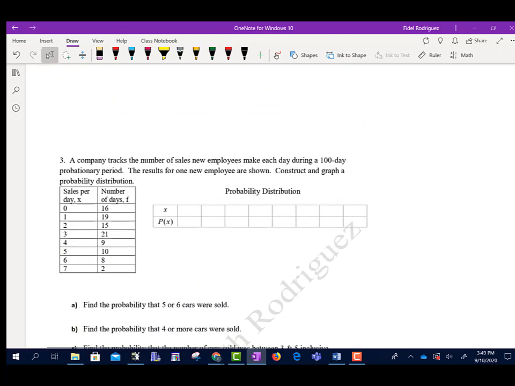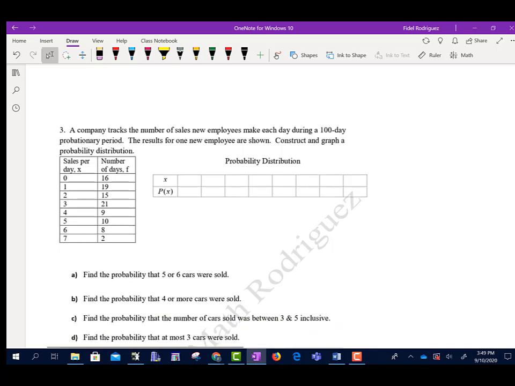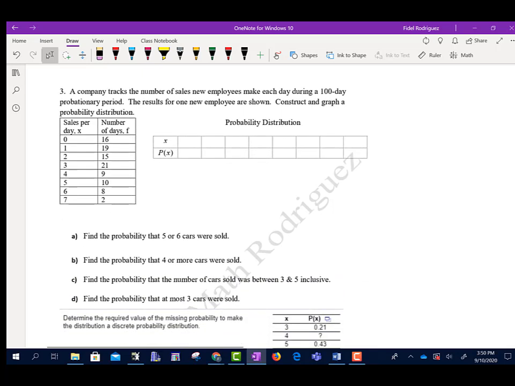And we're going to make sure that the probability is between 0 and 1 and that the sum is 1. Okay. So here's my first problem, and it says, a company tracks the number of sales new employees make each day during a 100-day probationary period. The results for one new employee are shown. Construct and graph a probability distribution.